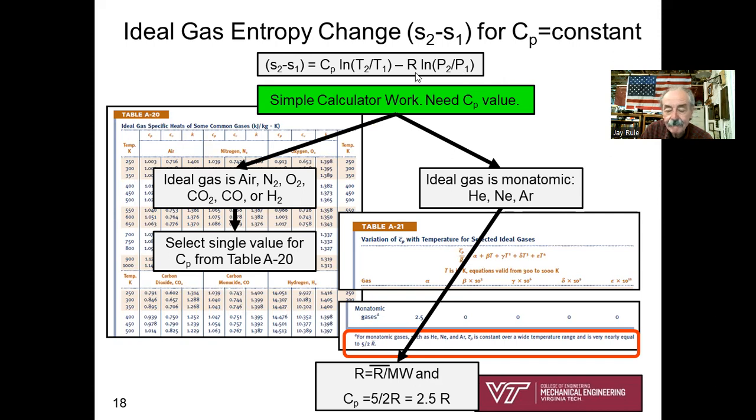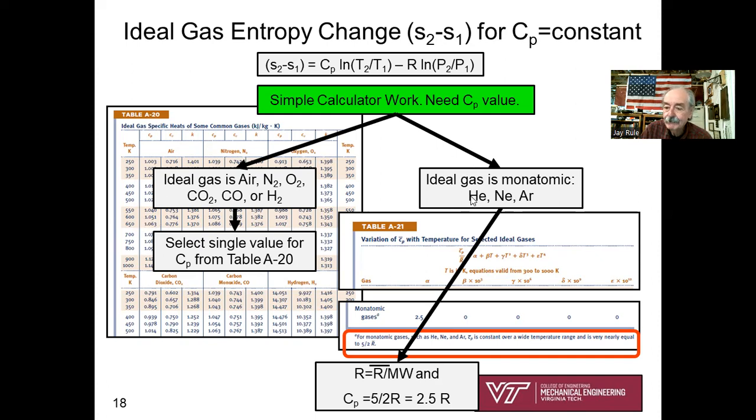How did I get R? R bar over the molecular weight for the ideal gas. Where do I get CP, which is constant? I go to table A20. I look up my substance, and I must select a value for CP at a temperature that's representative of the process that you're analyzing. Okay, CP is constant, but I don't have anything tabulated here.